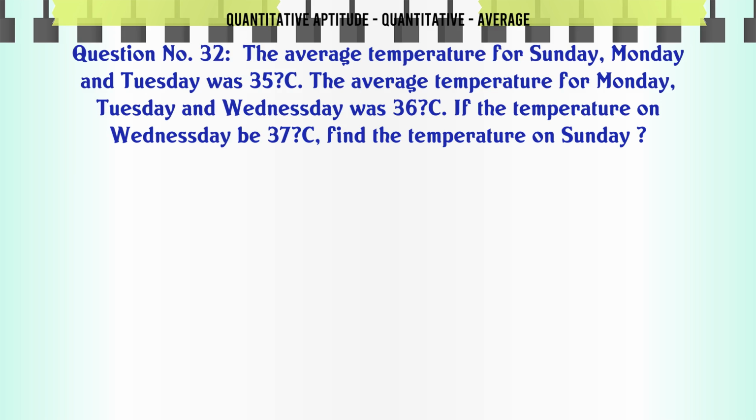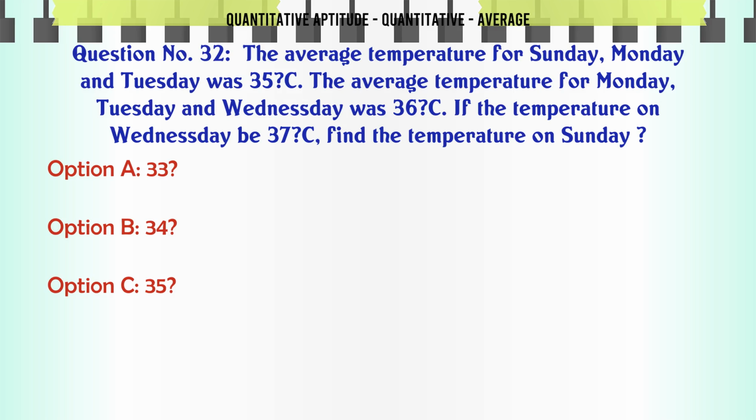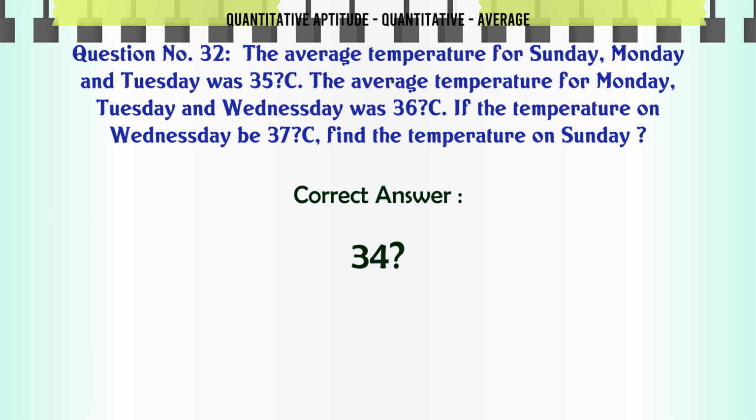The average temperature for Sunday, Monday and Tuesday was 35 C. The average temperature for Monday, Tuesday and Wednesday was 36 C. If the temperature on Wednesday is 37 C, find the temperature on Sunday. A 33, B 34, C 35, D 36. The correct answer is 34.